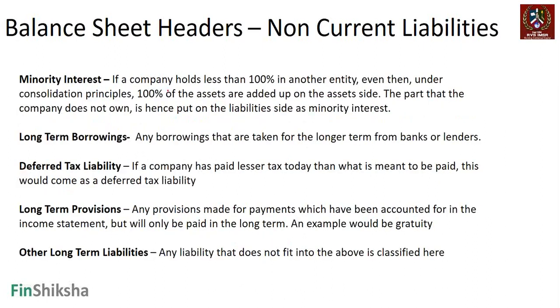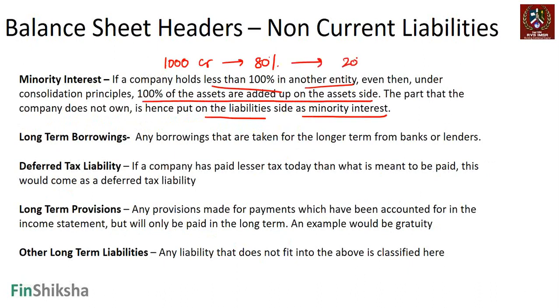Then we talk about minority interest. If a company holds less than 100% in another entity, even then under consolidation principles, 100% of the assets are added up on the asset side. The part that is not owned by the company is put on the liability side as minority interest. We looked at the example of a company that has 1,000 crore asset in one of its subsidiaries where 80% ownership is there. So the remaining 20% is put as minority interest, because on the asset side you will show the entire 1,000 crore. On the liability side, minority interest will be 200 crore. So the net amount is 800, which is your value of the assets, right?